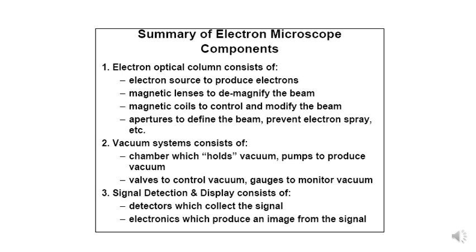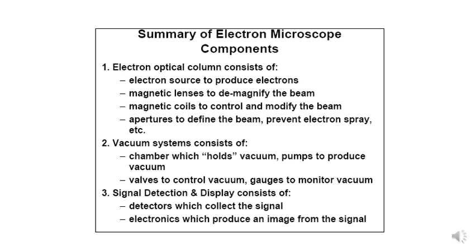Next, the summary of electron microscope components. When we learn about electron microscopes, they are basically totally the same. The only difference is the source of energy and the signal that they collect after the bombardment of electrons. The first one is the electron optical column, which consists of the electron source, magnetic lens and magnetic coils, and also the aperture to define the beam. Number two is the vacuum system, consisting of a chamber which holds a vacuum pump to produce vacuum.